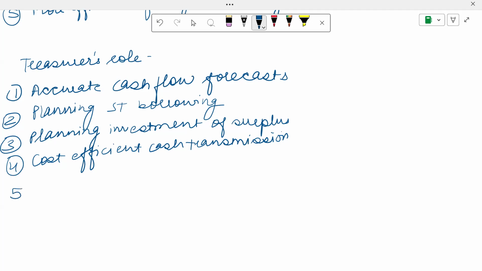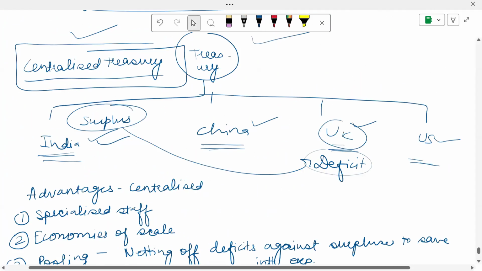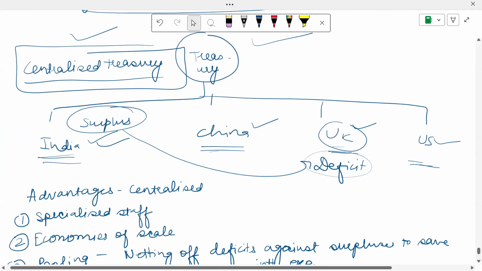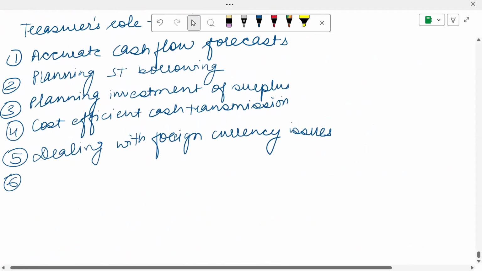Then another role which the treasurer has is dealing with foreign currency issues. Now he needs to also look at the foreign currency aspect. So like I was telling you, in this example over here, we are dealing in different countries. Different countries have different currencies that work over there. So this is how the treasurer is also responsible to look after the foreign currency issues.